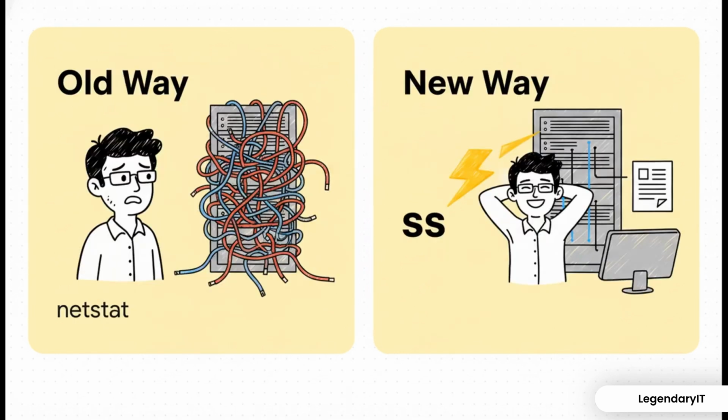And here is the absolute best part for anyone making the switch. The command flags are almost exactly the same. That old command you've typed a million times, netstat -tunap, just becomes ss -tunap. The difference?